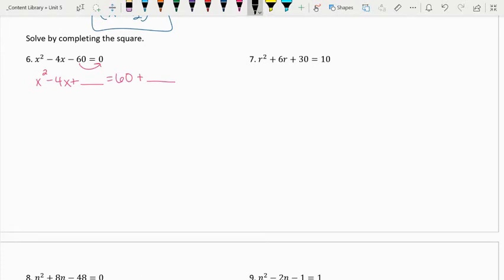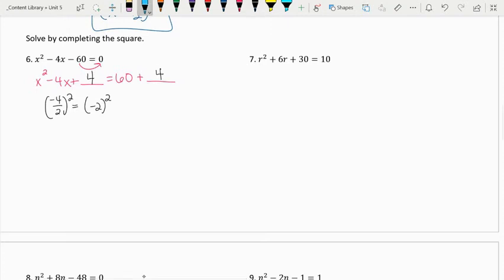So if I start to do this the way that we were just before, negative 4 divided by 2 squared. The negative 4 divided by 2 is negative 2. Negative 2 squared is a positive 4. So I put in one blank, I need to put in the other blank.